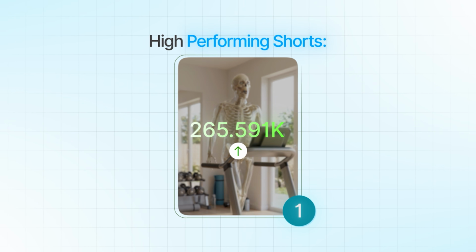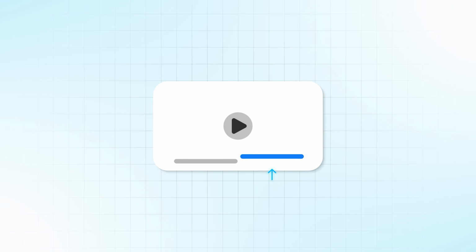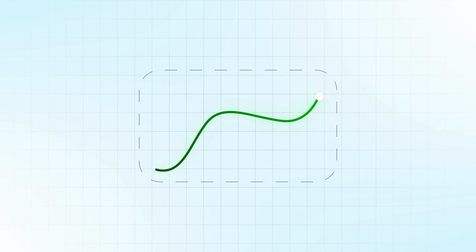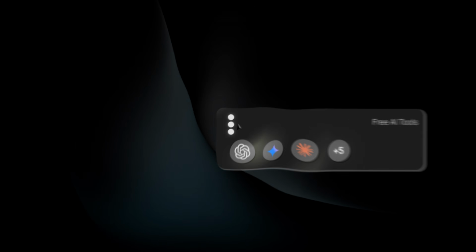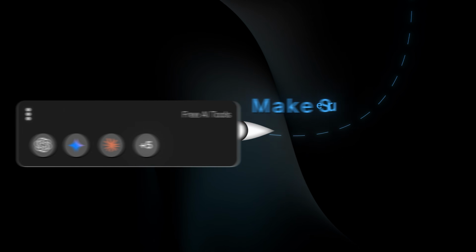So now that I showed you how to create these high-performing shorts by using the first method, let's start with the second part of the video, where I will show you how to create high-performing shorts in the same niche, but this time by using only free AI tools. So make sure to watch closely.